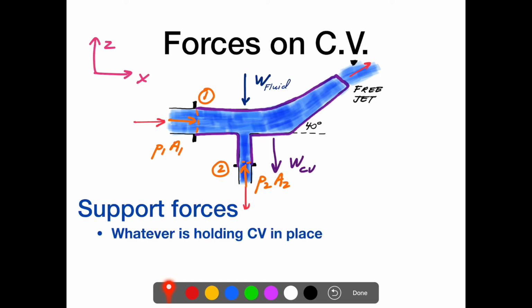Again, it's whatever is holding the control volume in place. We're not going to get into what that would be for this problem. And again, it's a vector, so there are components in the x and the z, and potentially in the y direction if this is a three-dimensional problem.